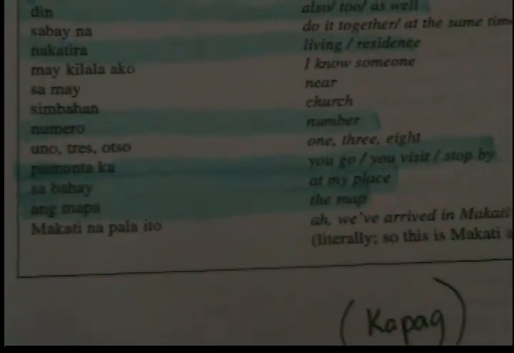Simbahan, church. Now, if it was me, I wouldn't learn this right now. I would become familiar with it, but I wouldn't spend time trying to memorize it. All right. Numero, yeah, why not? I'll go ahead and learn numero. Then you have uno, tres, otso, a couple of numbers there. I guess it's okay to learn those numbers. Pumunta ka, you go, you visit, or stop by. Definitely, you could use that. That will be useful in a dialogue. So just think about certain situations where you think this will come up, especially as a beginner.